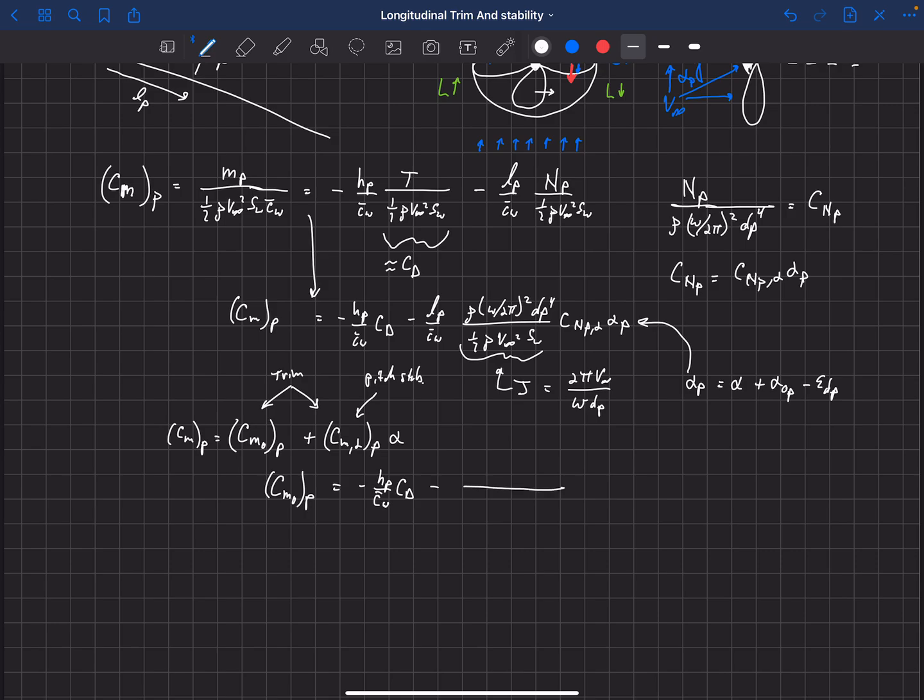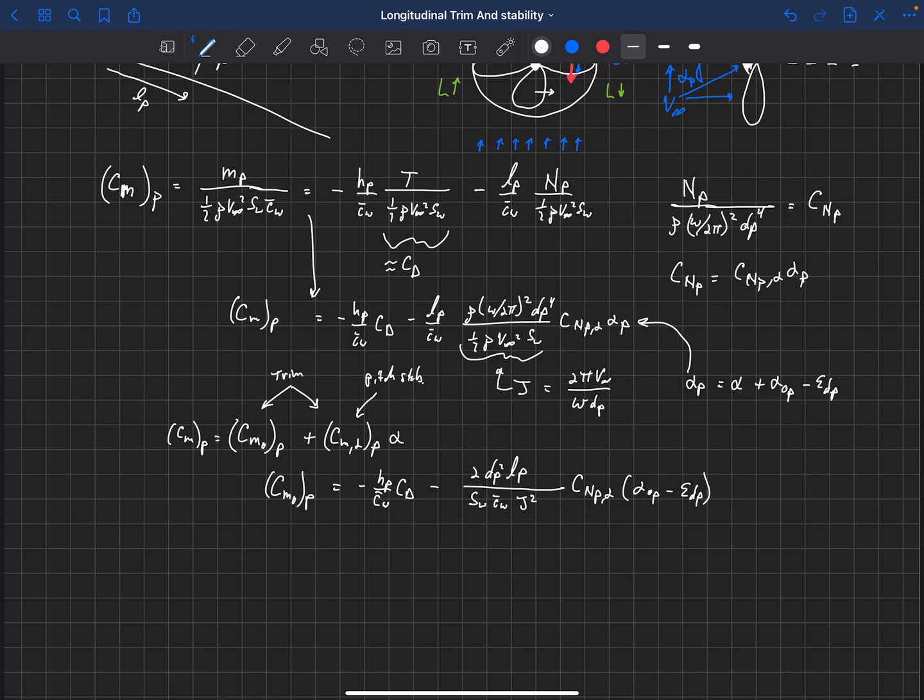minus, and now this is going to look a little different because we're putting this in terms of advance ratio, but we've got 2 diameter of the propeller squared times L sub P over SW C bar wing advance ratio squared times CN P alpha times, now this first term is everything that is not directly proportional to our global alpha. And so when we plug this in here, we get these two terms here that are not related to the global angle of attack. So we've got alpha naught P minus epsilon dP.